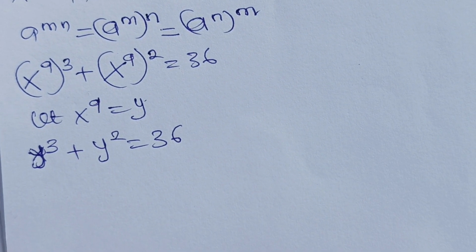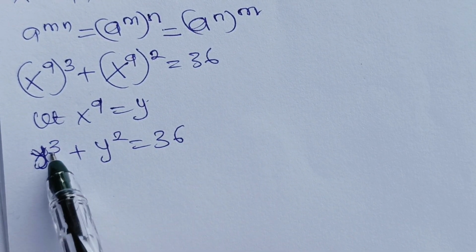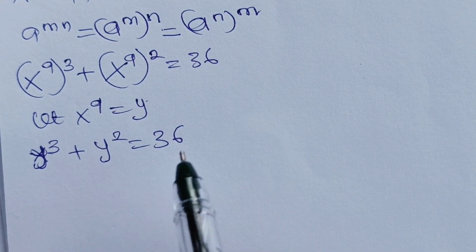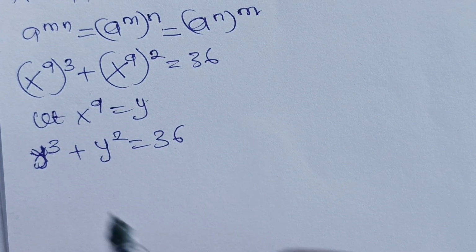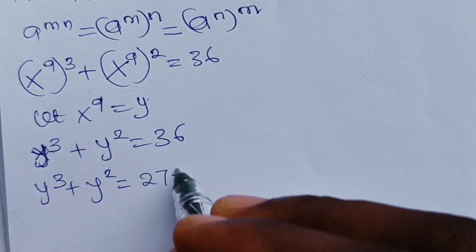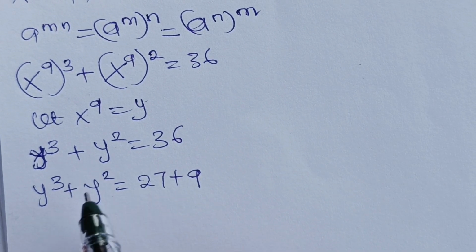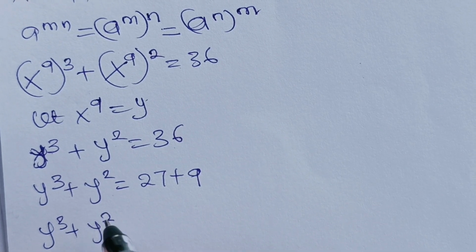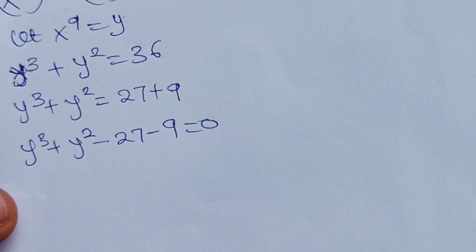All right. Now, having said that, I want to express this 36 in terms of a cube and a square. The only thing that can match that is 3 cubed and 3 squared, which will give me 27 plus 9. That will give me 36, okay? So if I say y to the power of 3 plus y to the power of 2 is equal to 27 plus 9, all right? So we can bring this to this side of the equation, and when we do that, we have y to the power of 3 plus y squared minus 27 minus 9 is equal to 0.